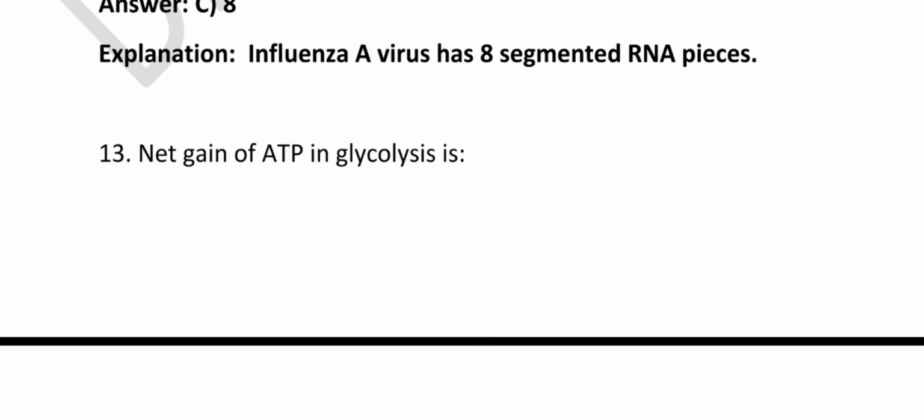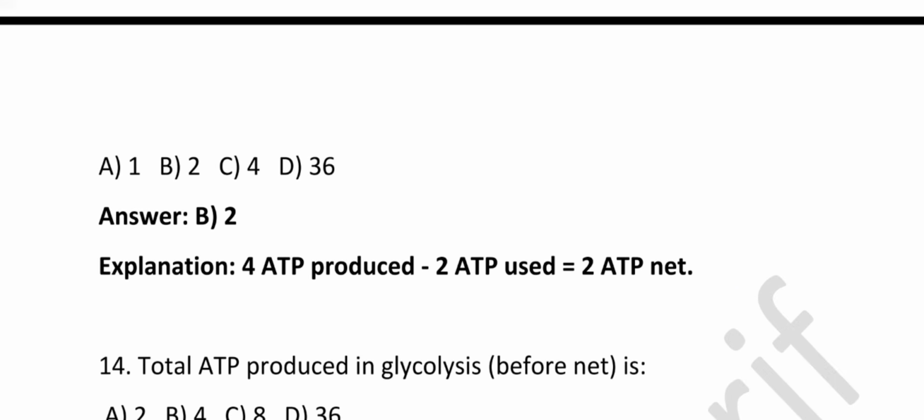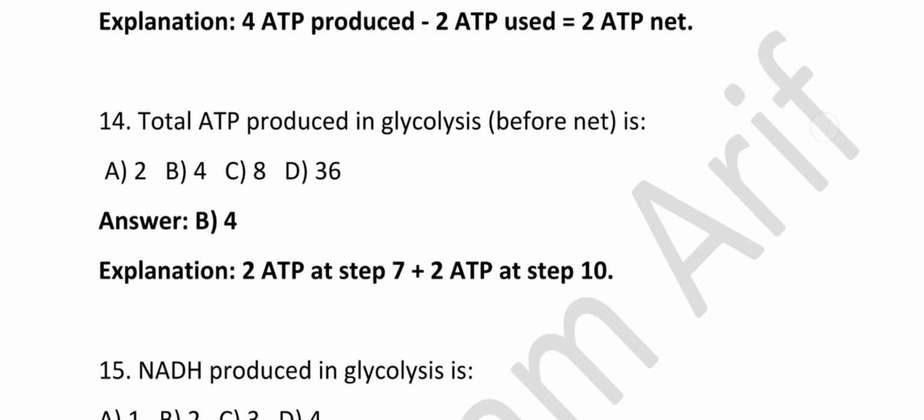Net gain of ATP in glycolysis is, correct answer is option B, that is 2, because 4 ATPs are produced, 2 are used and we get a net gain of 2 ATPs. Total ATP produced in glycolysis before net is, correct answer is option B, that is 4, because 2 ATP are produced at step 7 and the other 2 are produced at step 10.